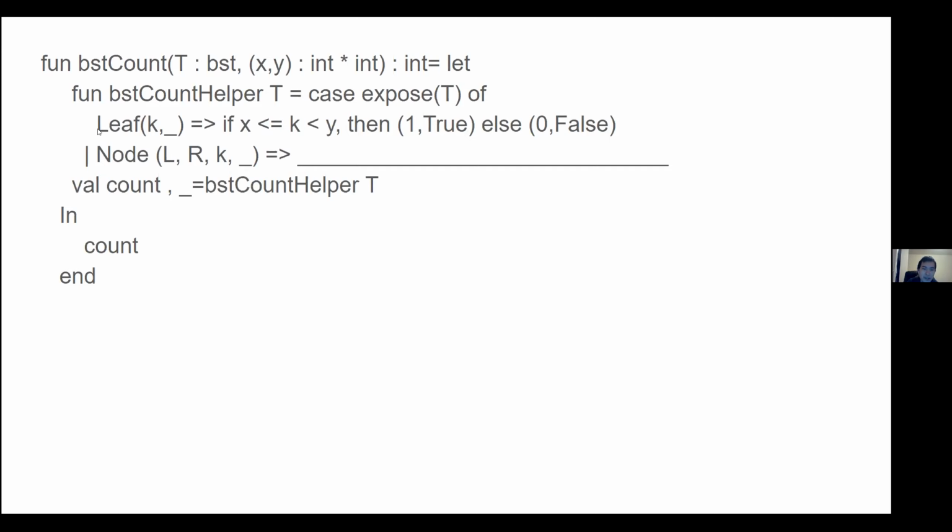So for example, in the leaf case, we would just see whether the key k is within range or not. If it is, we return 1, and also true, indicating that the entire subtree rooted at this node is within range. Otherwise, we return 0 and false. So how do we complete the node case?